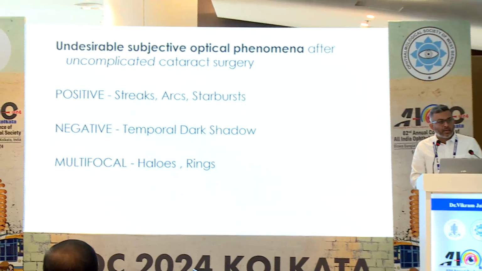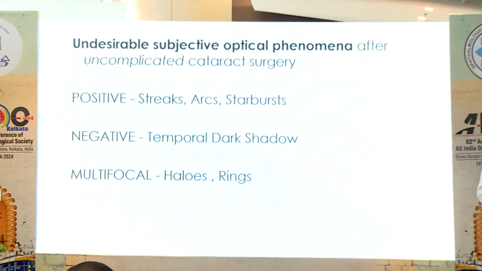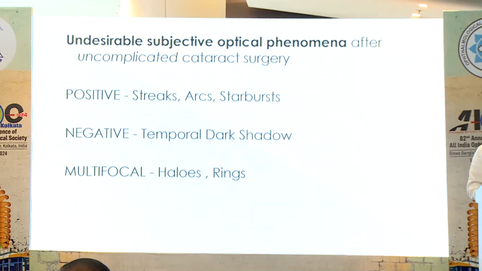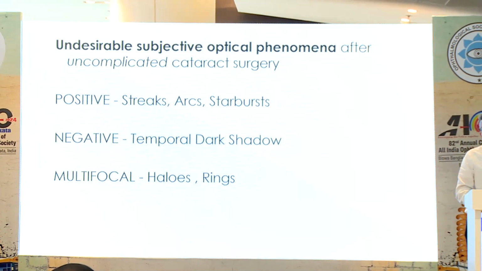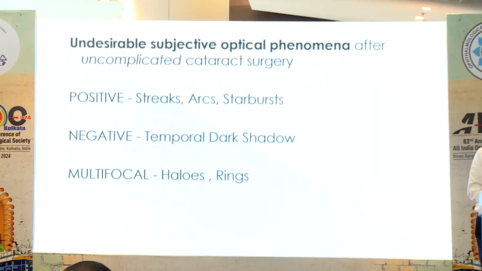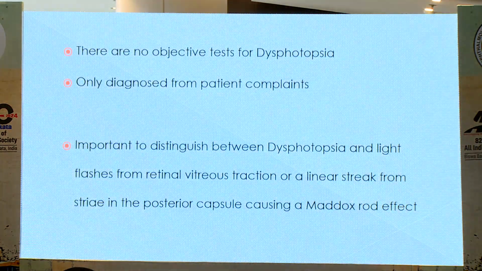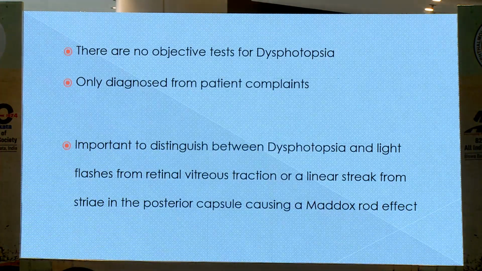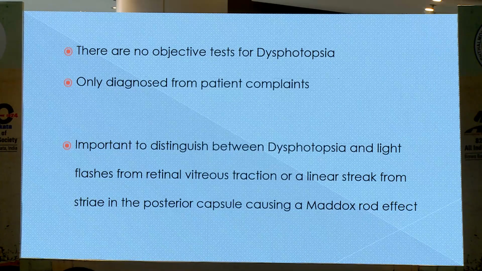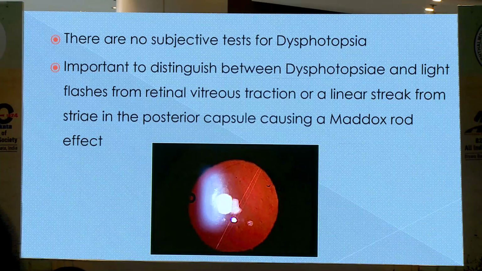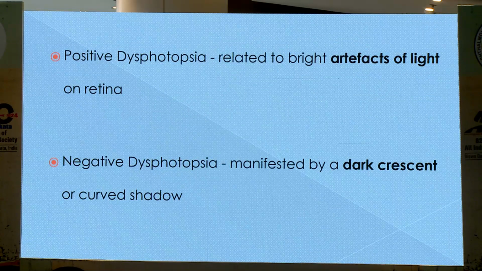So dysphotopsia are undesirable and subjective optical phenomena. They are subjective. There are no objective tests to detect or quantify these. They can either be positive or negative dysphotopsia. They are only diagnosed when the patient complains of them. It is important that we distinguish these symptoms from retinal vitreous traction, which can produce flashes, or a stria in the posterior capsule, which gives a Maddox rod effect. So make sure it is not these.